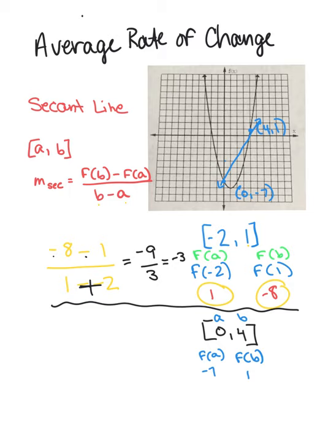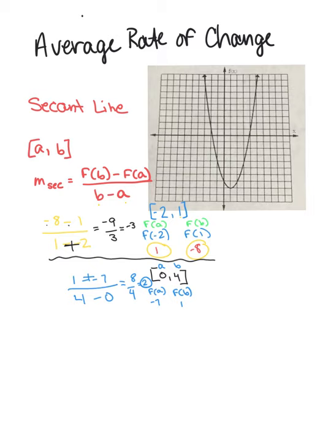When I plug this into my equation, I'm going to do f of b minus f of a. So 1 minus -7 over 4 minus 0. Two negatives make a positive, and I get 8 over 4, which is +2. Okay, so that's how we use the formula, f of b minus f of a over b minus a. Now I'm going to see if I can make this a little bit easier for you.